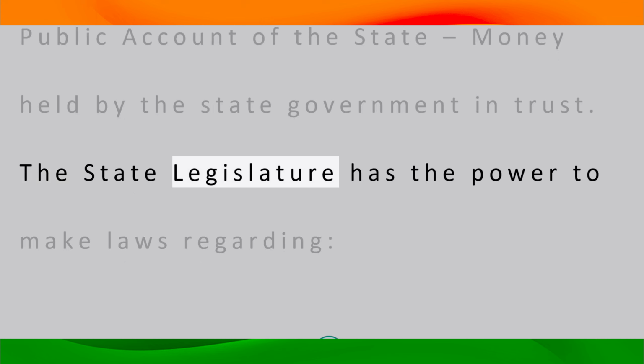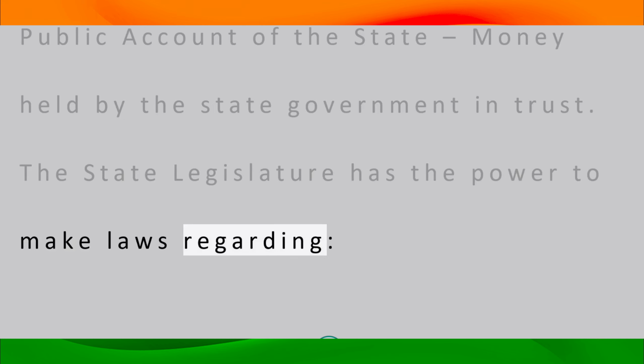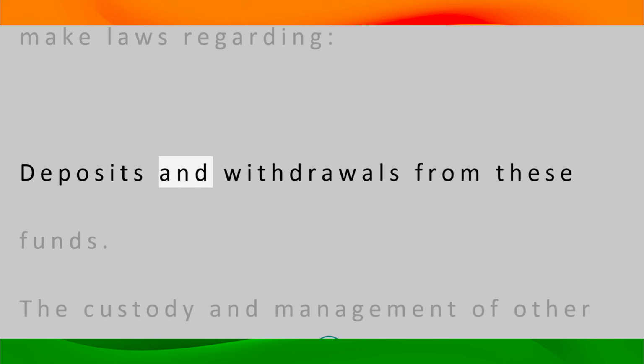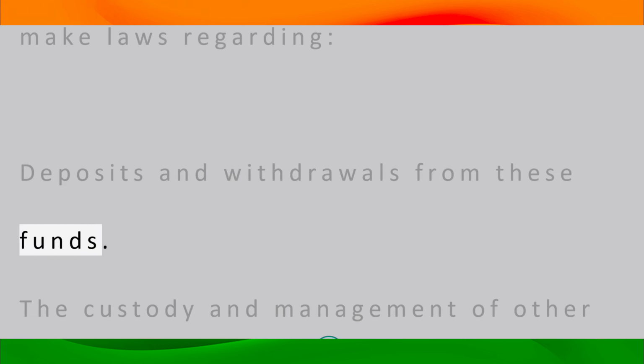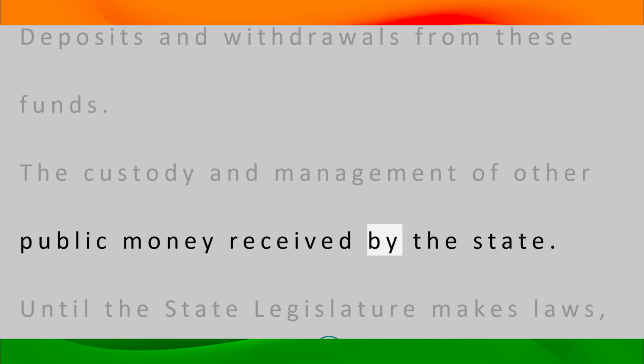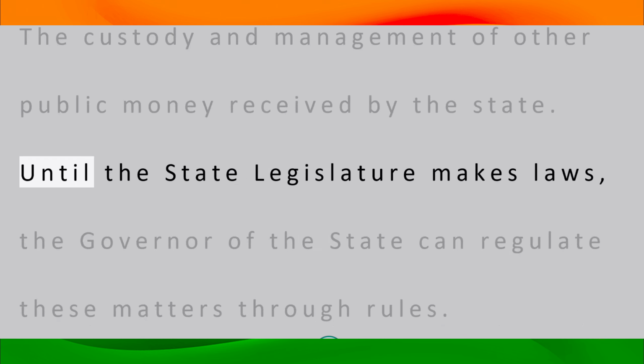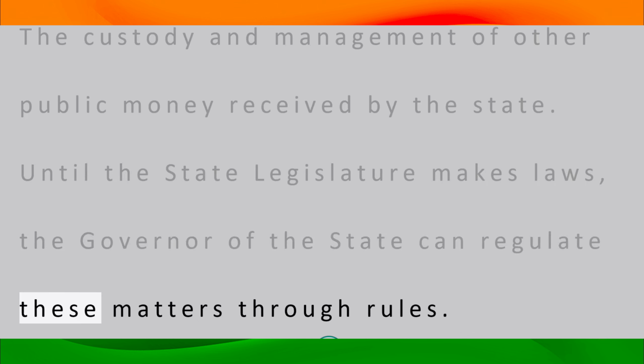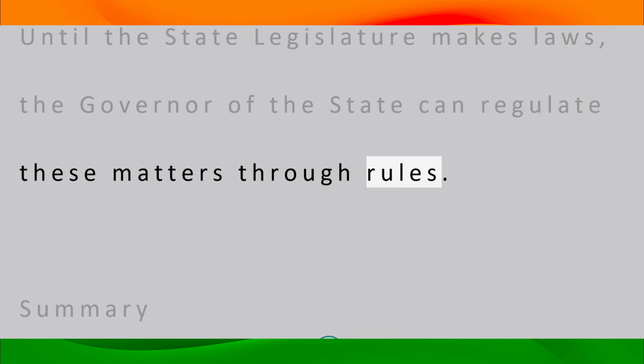The state legislature has the power to make laws regarding deposits and withdrawals from these funds, and the custody and management of other public money received by the state. Until the state legislature makes laws, the Governor of the state can regulate these matters through rules.